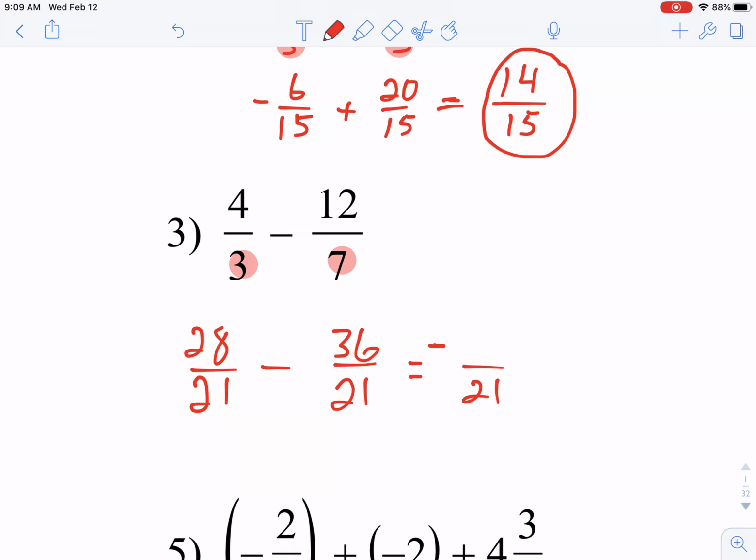So 36 minus 28 is 8. And then we have to check to see if it reduces. There are no common factors between 8 and 21, so the answer is going to stay negative 8 over 21.